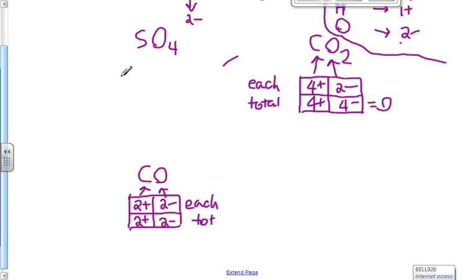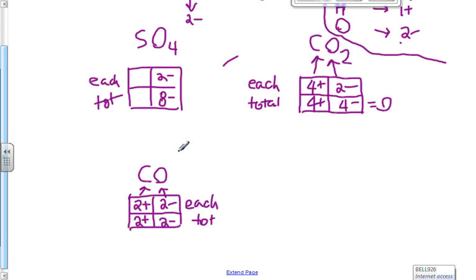So let's take a look at this one, which is the sulfate ion. We'll do the exact same thing. Do a chart, each, total. 2 minus here. There's 4 of those. That's a total of 8 minus, in terms of the electrons, but I only want a total of 2 minus. So how do we get that? The way we get that is we can match up 6 of the charges and leave 2 negatives left over, and there's only 1 atom of sulfur. So its oxidation number is 6 plus. So sulfur 6 plus, oxygen 2 minus. These are just the totals, they're not the important part.